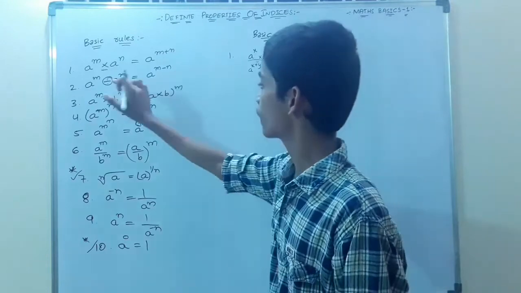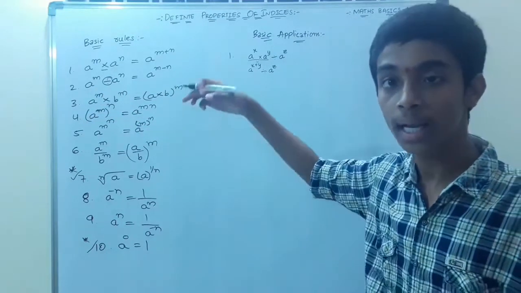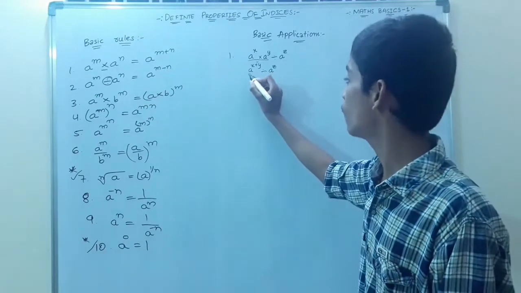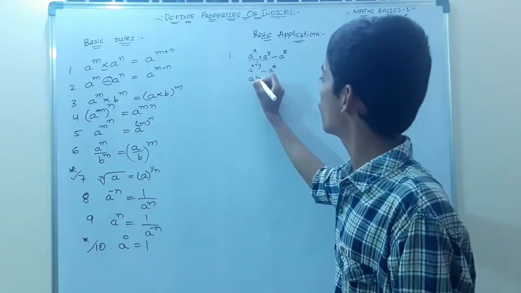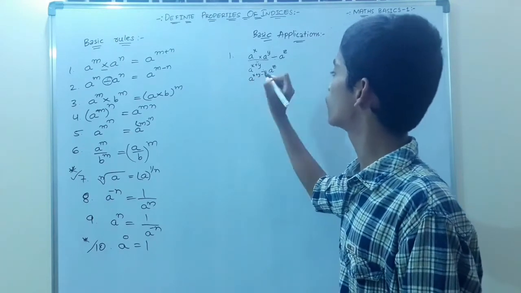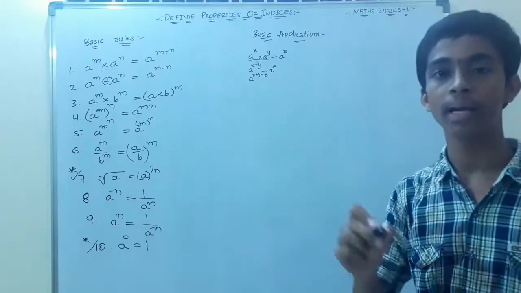Coming to the second property, a power m divided by a power n is a power m minus n, and we have a power x plus y. We need to subtract, and the answer is a power x plus y minus z.